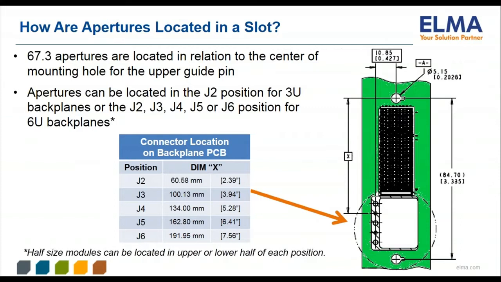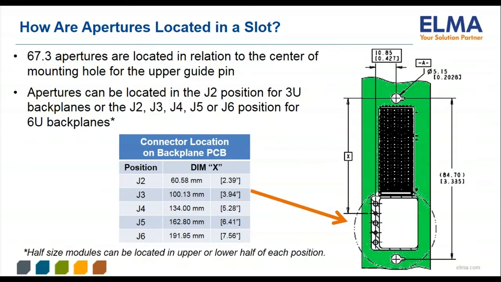The table shown defines the locations of each possible aperture location within a 3U or 6U slot. An X dimension is given for each possible backplane location and is in relation to the center of the upper alignment key. The location on the plug-in modules needs to be derived by the designer from the backplane location. The VITA 67.3 document also shows the locations for half-size modules.